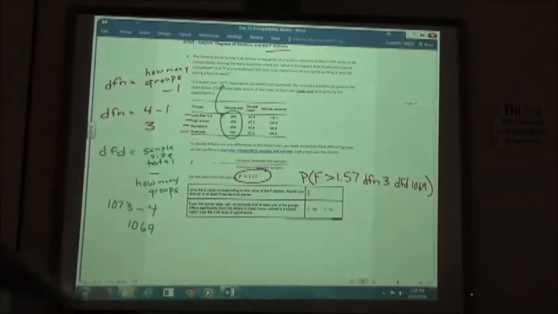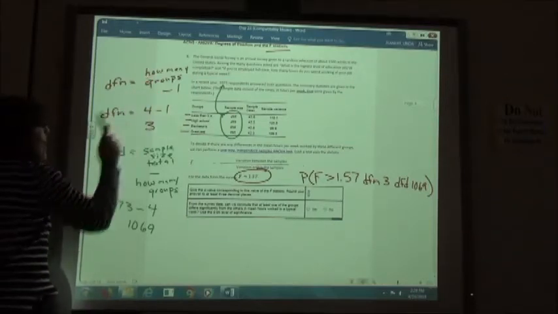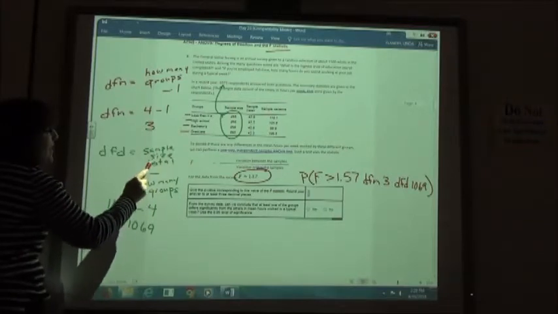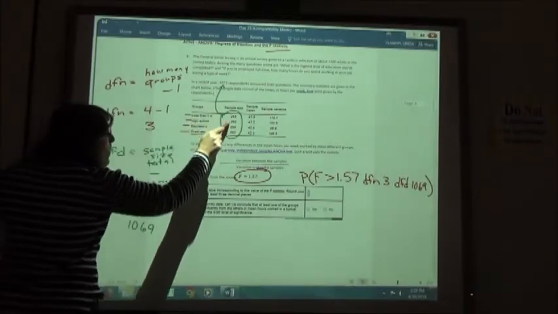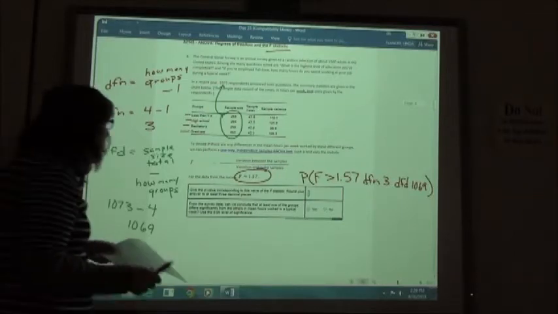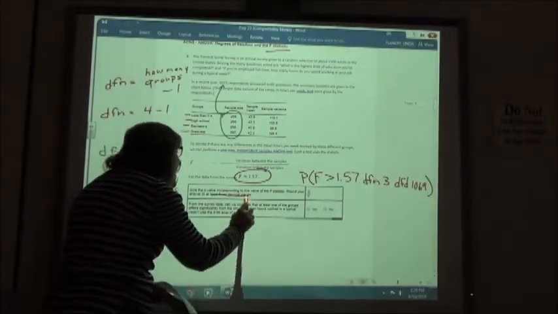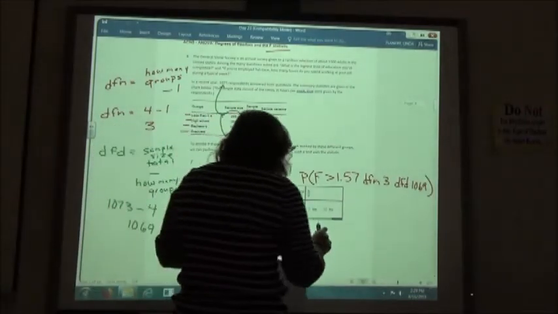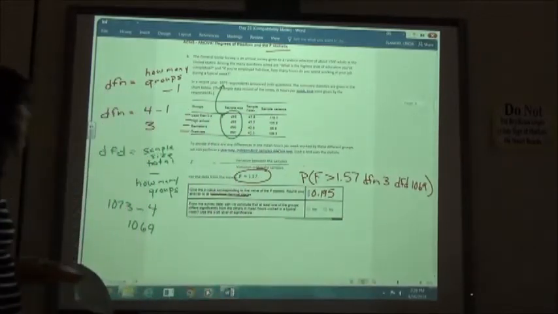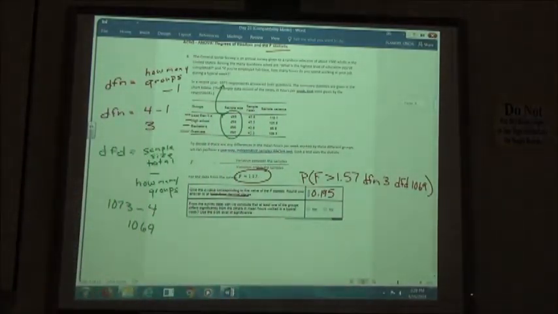The degree of freedom in the numerator was how many groups minus 1. The degree of freedom in the denominator is the total sample size, which either is going to be in the word problem or you have to add up your total sample size, minus how many groups, which again is the 4. So if you calculate that out, and it says round to 3 decimal places here, you should get 0.195. That's the percentage, 19.5%.